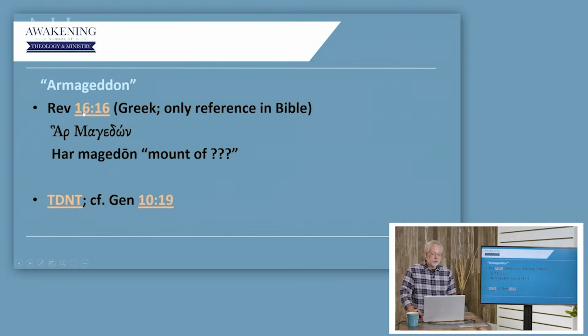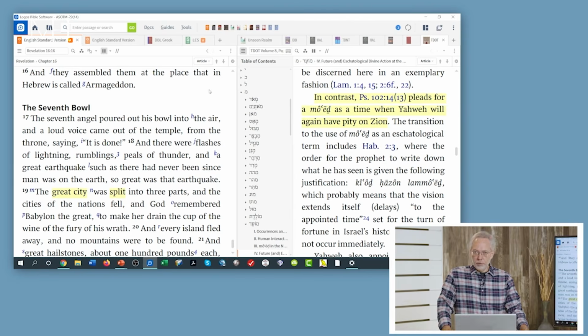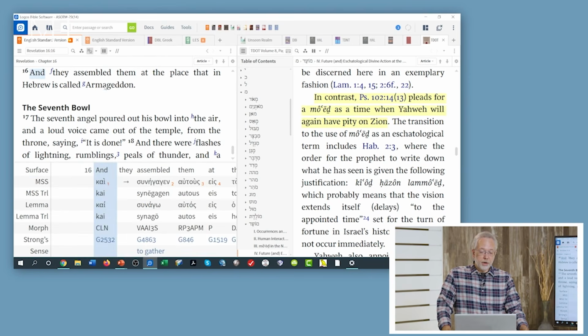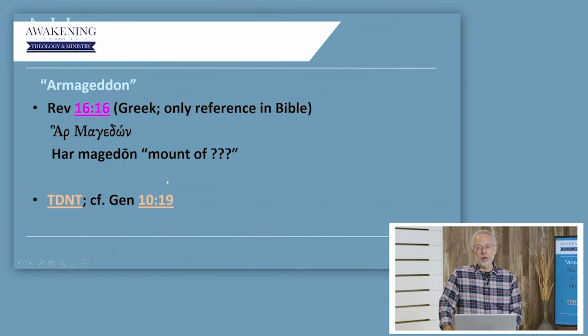So let's go back to Revelation 16:16 and just look at what the text says. They assembled them, again for this battle, at the place that in Hebrew is called Armageddon. This is a Hebrew term. And if we turn on our interlinear and we click on Armageddon, this is what it looks like in Greek. It's one word in Greek, but it's actually two in Hebrew. This is a transliteration of a phrase in Hebrew. We have Armageddon, but actually we're mispronouncing it.